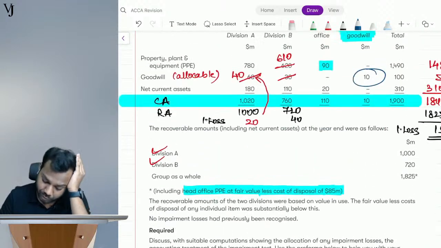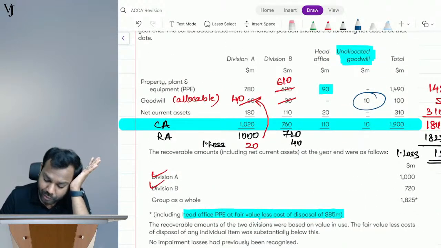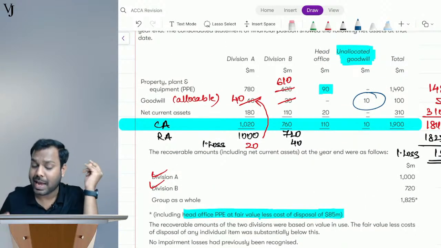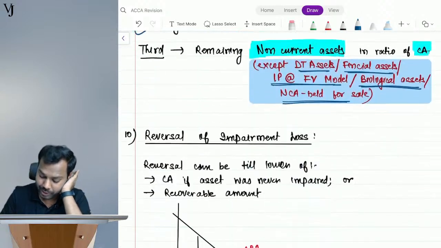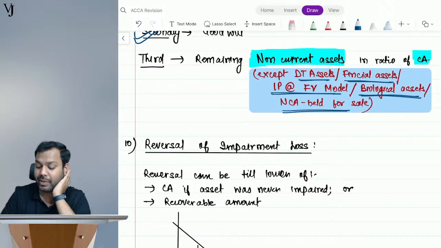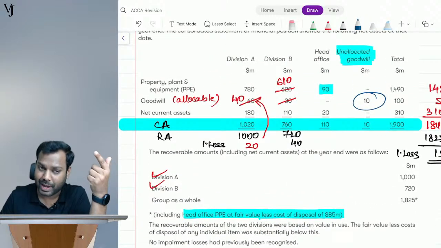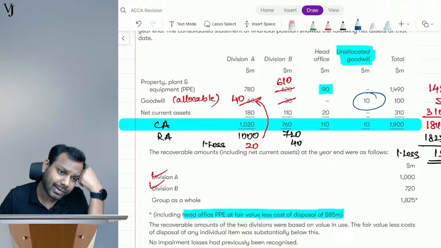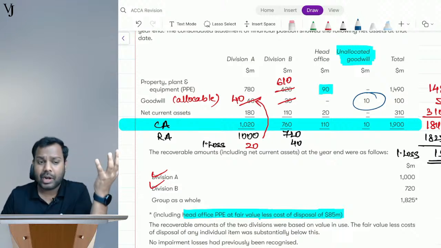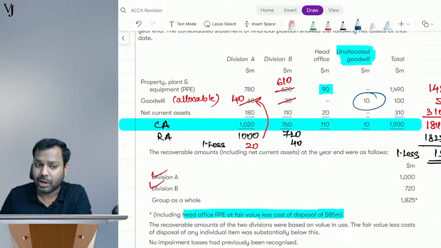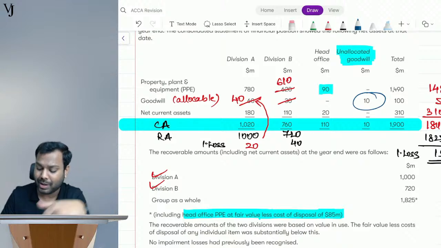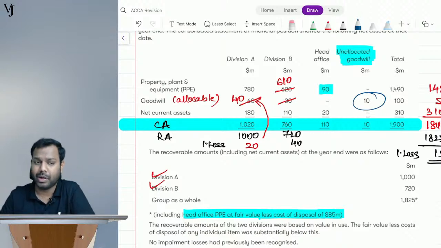Okay, see here. We had a loss of 40, but the goodwill was only 30. So I impaired it fully. Then the rest of the non-current assets, I will allocate in the ratio of carrying amount. But there is only one non-current asset, property, plant and equipment. There are no other non-current assets. So why will I calculate the ratio? I will allocate the rest to the PPE. Is it clear, Aditya?